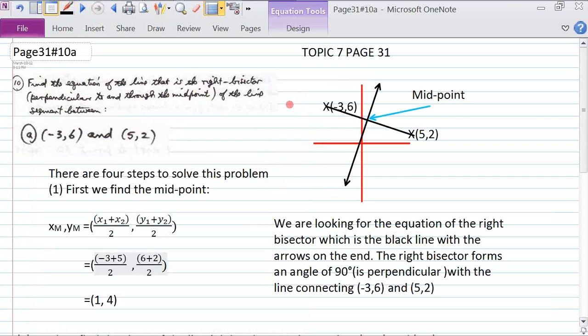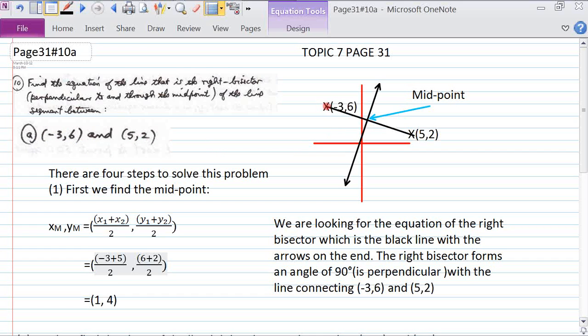Find the equation of the line that is the right bisector, and the definition of the right bisector is perpendicular to and through the midpoint of the line segment between -3,6 and 5,2. So what this really means is, first of all, we're going to connect the points -3,6 and 5,2.